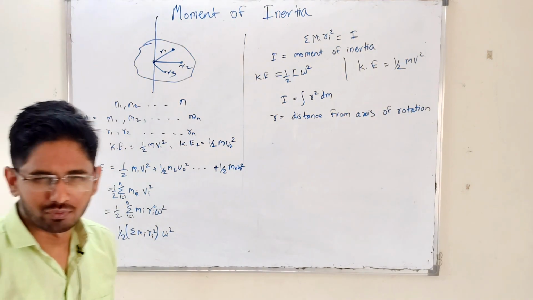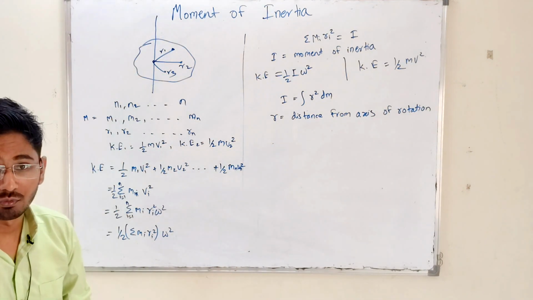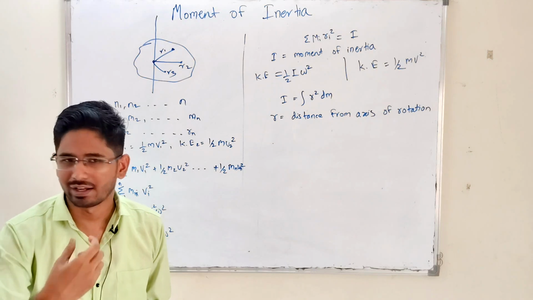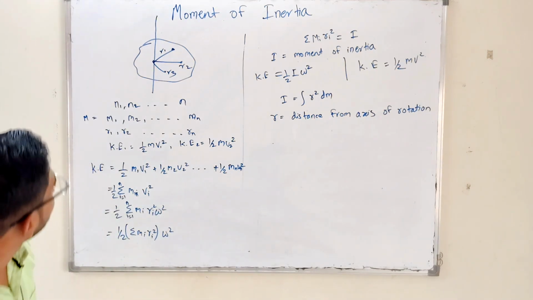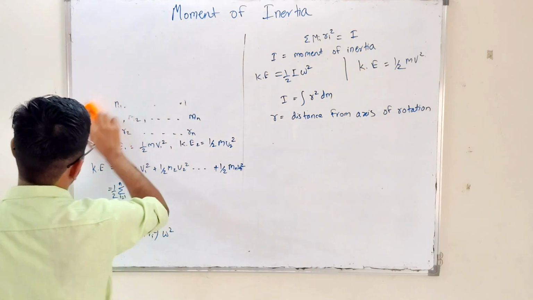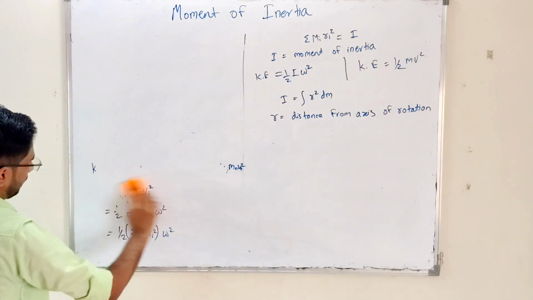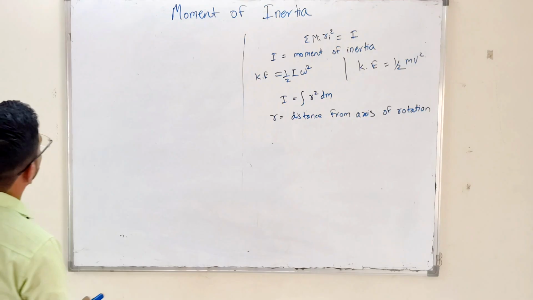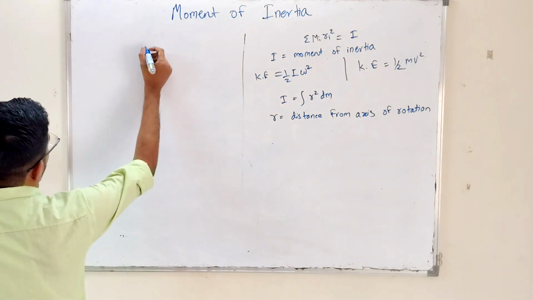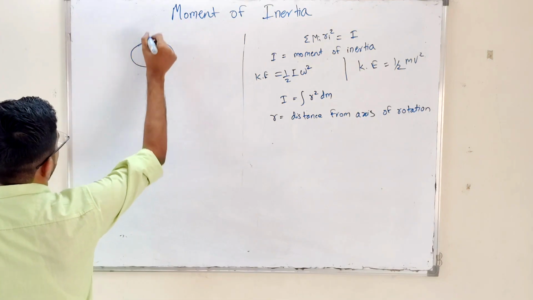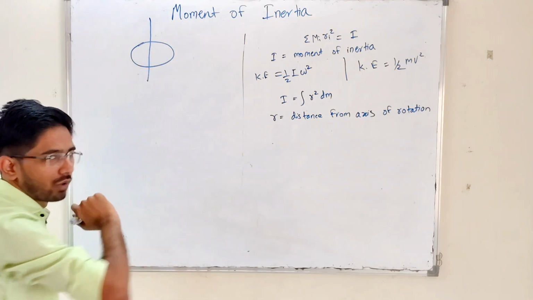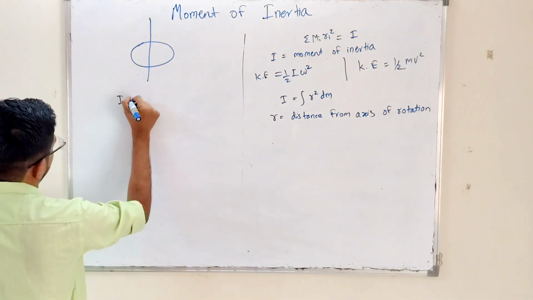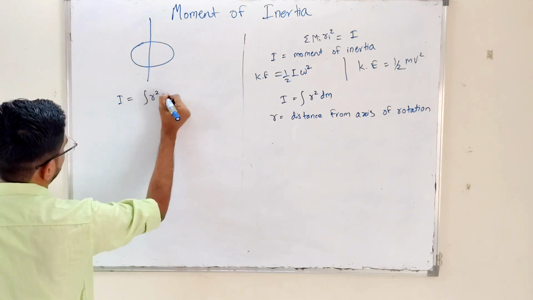Now, what if we have considered a random object, but what if we have a defined shaped object, like let's just say a ring? So, what will be the moment of inertia of a ring? If we consider a ring and there is an axis passing through the center of the ring, now from this formula where we defined I is equal to the integration of r square dm.